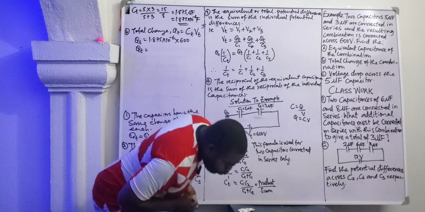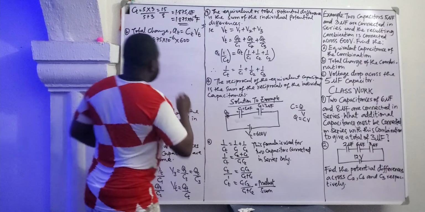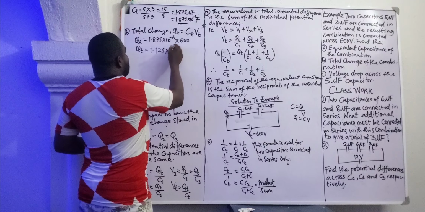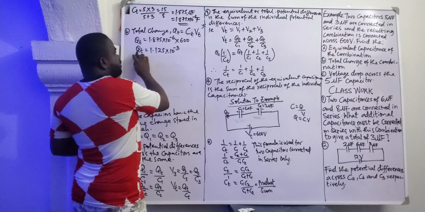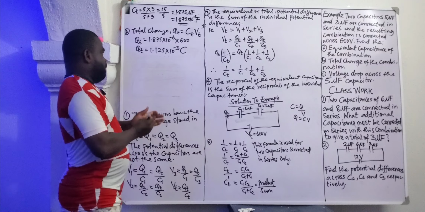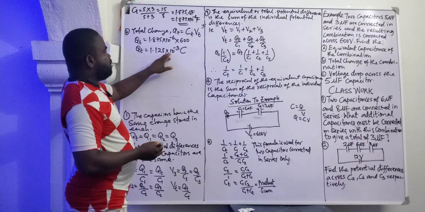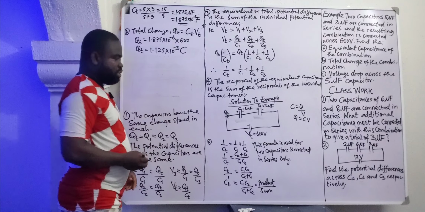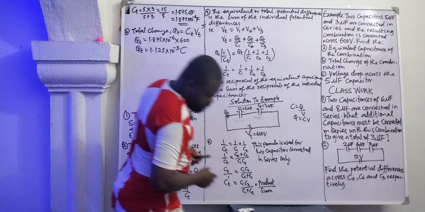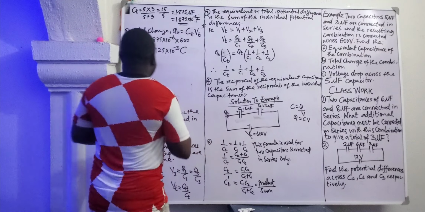Let that point stick. So once you multiply, you will have that the value for the total charge is now equal to 1.125 times 10 raised to the power minus 3. SI unit of charge is what? Coulomb. If I want to remove this 10 raised to the power minus 3, I replace it with milli. But I'm not doing that because I need that charge in the next calculation I want to do.